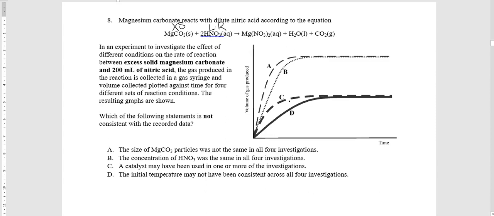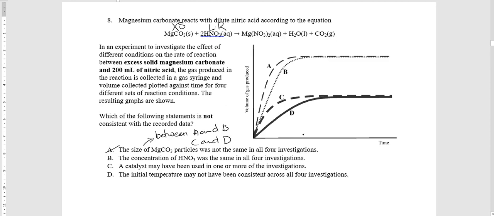So the first one, the size of magnesium carbonate particles was not the same in all 4 investigations. Okay, that potentially could be one of the changes, especially between A and B, or between C and D. Because when you change the size of the magnesium particles, you're not going to change the amount of products. You're only going to change the rate. So this is correct, which means it's not the answer. It could be between A and B, as well as between C and D. Definitely cannot be between A and C though.